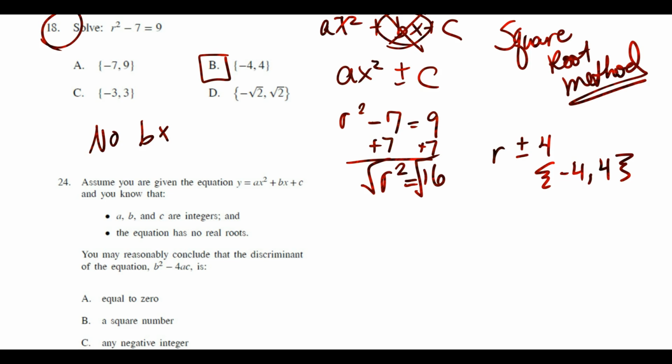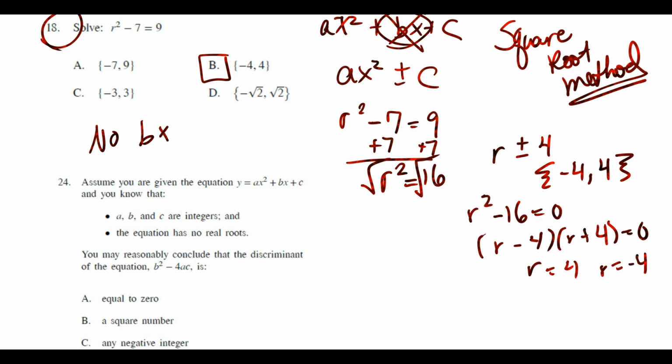Could you factor this? Yes, you could have said, well, Mr. O'Neal, I want to subtract 9 from both sides and get r squared minus 16 is equal to 0. And then I want to factor this as r minus 4 times r plus 4 is equal to 0. And then I know the roots are equal to 4 and negative 4. And it's the same thing. Could I have done that? Yes, you could have done that.